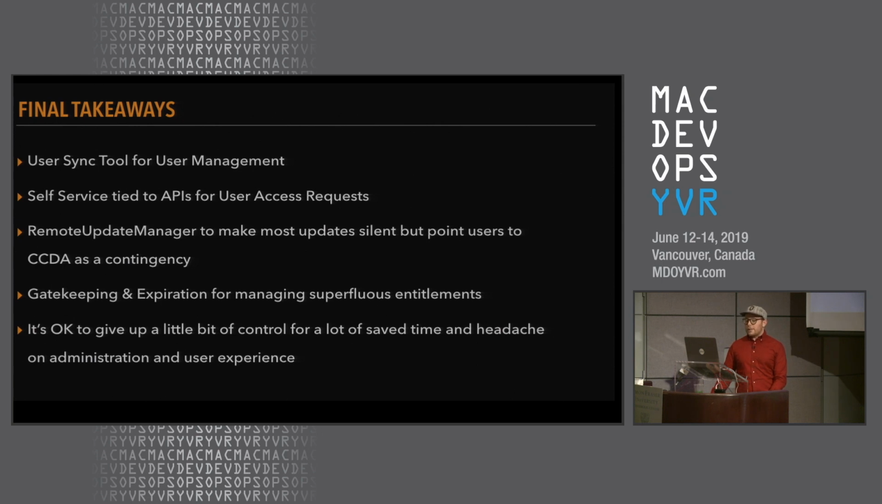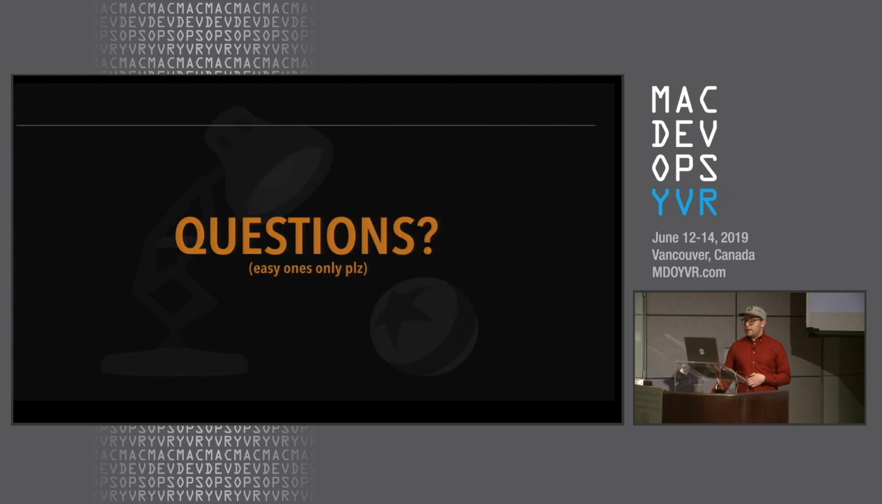Gatekeeping and expiration is great for keeping your costs down and making sure that only the people who need the apps are the people that have access to the apps and that you're paying for those licenses. And the general outlook on this whole project was, I'm okay to give up a little bit of control over deployment and updates and management if it means that I can save a lot of time both on my end and all of the frontline teams. And so, yeah, that's pretty much it.